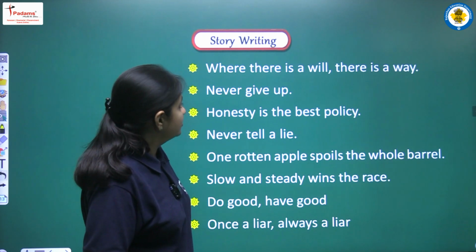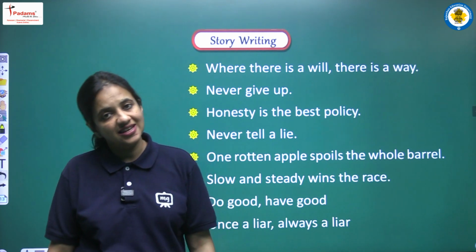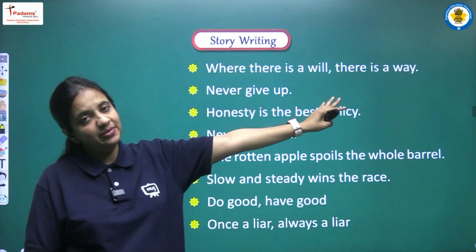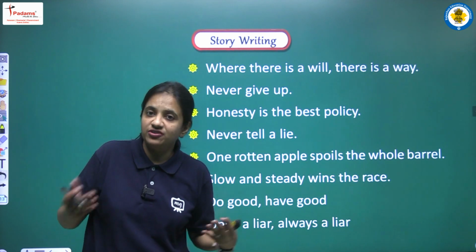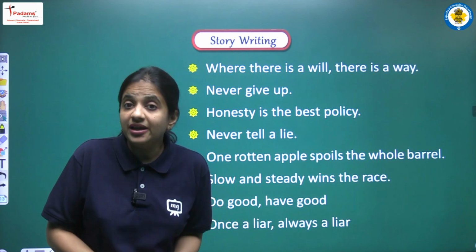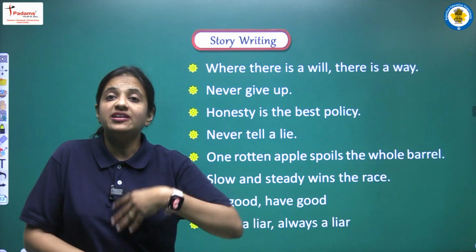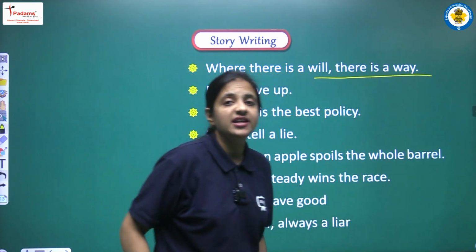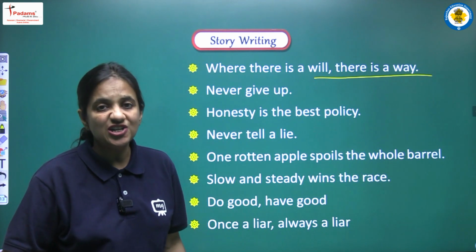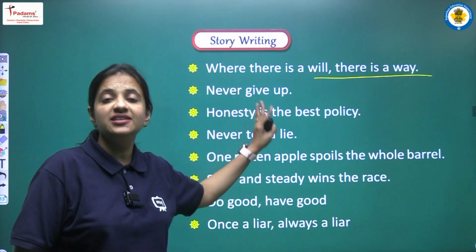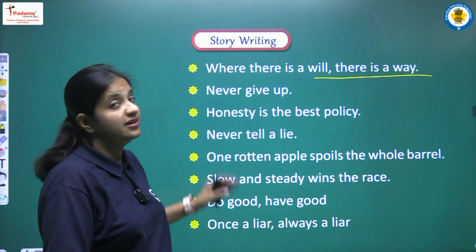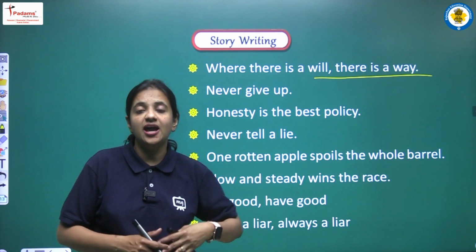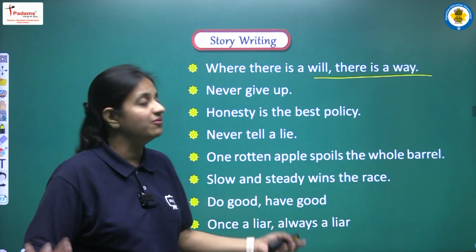Next one, where there is a will, there is a way. It's another very common moral, that is where there is a will, there is a way. It means no matter how many difficulties are there, if we are determined, if we are having willpower, if we definitely want to win, then definitely we can find any solution, we can find any way to overcome the situation. So this is where there is a will, there is a way. Next is never give up. Another important moral, that is never ever we should give up.